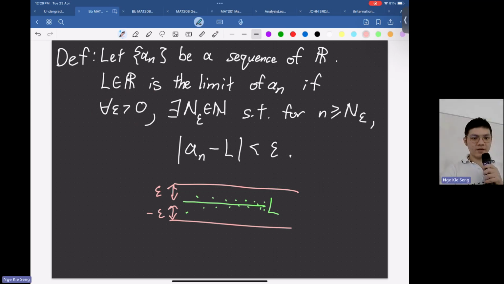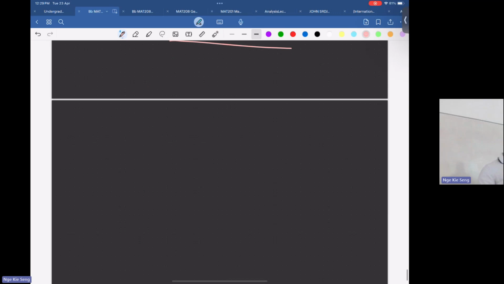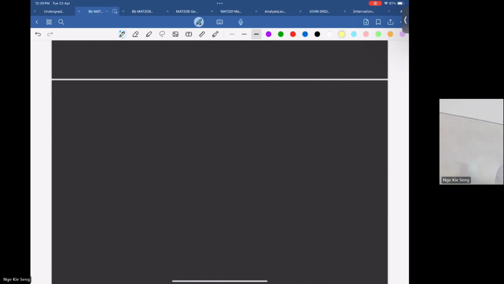All right, so let's prove some limit laws then. Let's prove some limit laws.